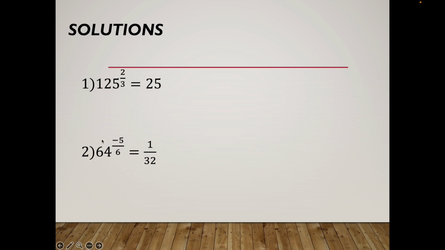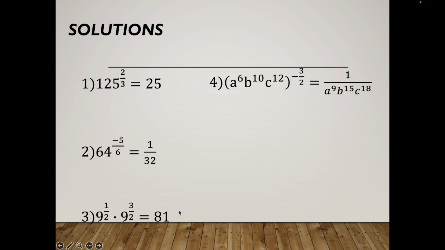In this case, I would do 1 over 64 to the power of 5 over 6 to make it positive. I would bring my 5 on the outside. I would sixth root my 64 to the power of 5. That gives me 32. Over here, I have the square root of 9, which is 3. And in this case, I have the square root of 9, which is 3 to the power of 3, which is 27. So I have 3 times 27, which gives me 81.